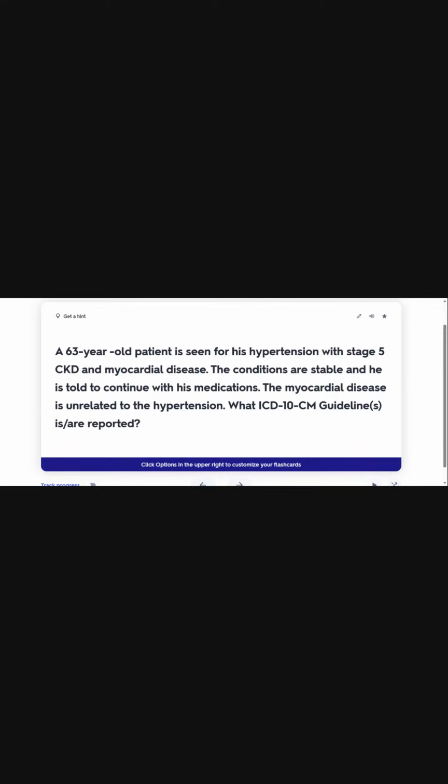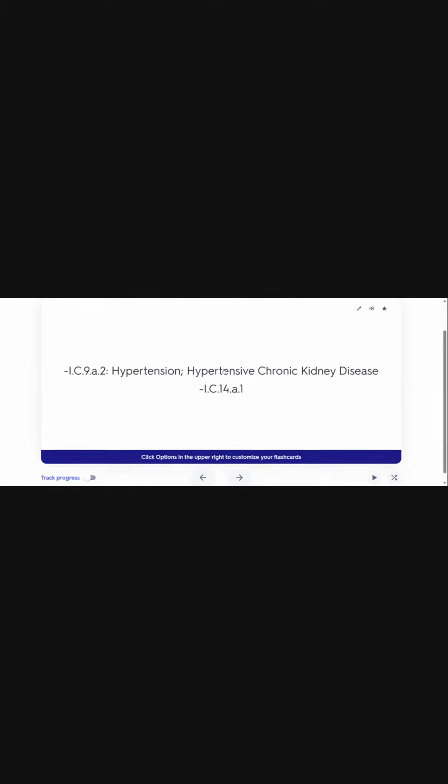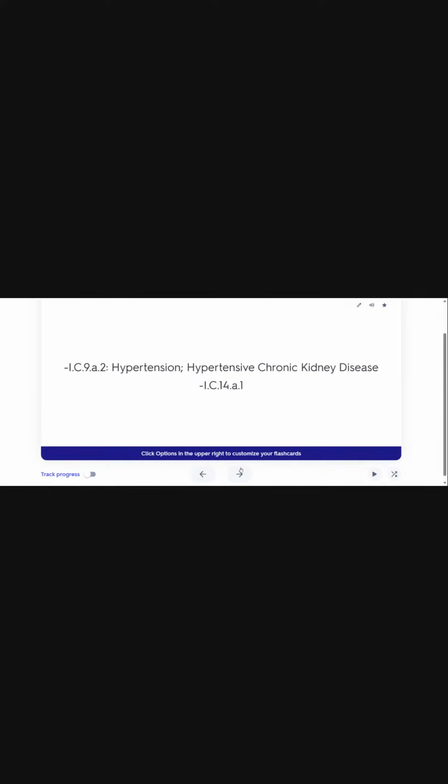All right, you guys are on fire with determining these guidelines tonight. My goodness. So, yes, we are going to be using what? IC9A2, hypertension, hypertensive chronic kidney disease, and then we are going to be using a chart specifically that you can find in IC14A1. And I think we're using another one. But yes, definitely IC9A2. And I see a lot of people putting IC9A3 and IC9A1 as well. So yes, I think you can find them both in there. So great job.